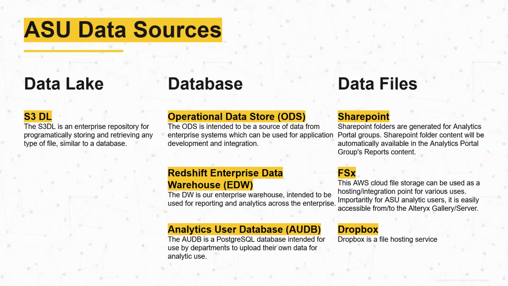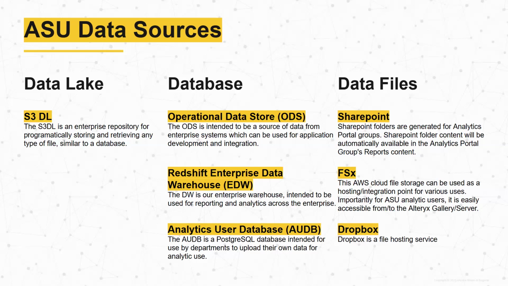So getting into our actual sources in ASU. For our data lake, we leverage something called S3. And S3 is our enterprise repository for storing and retrieving our data files. It's kind of similar to a database. For our databases, it falls into three main sources. So our operational data store, or sometimes referred to as ODS. This is intended to source all data from enterprise systems, which can be used mainly for application development and integration.